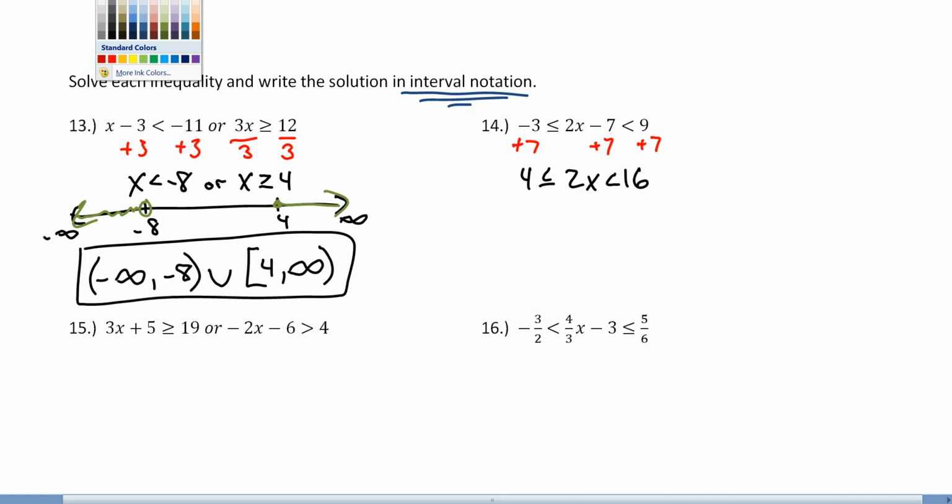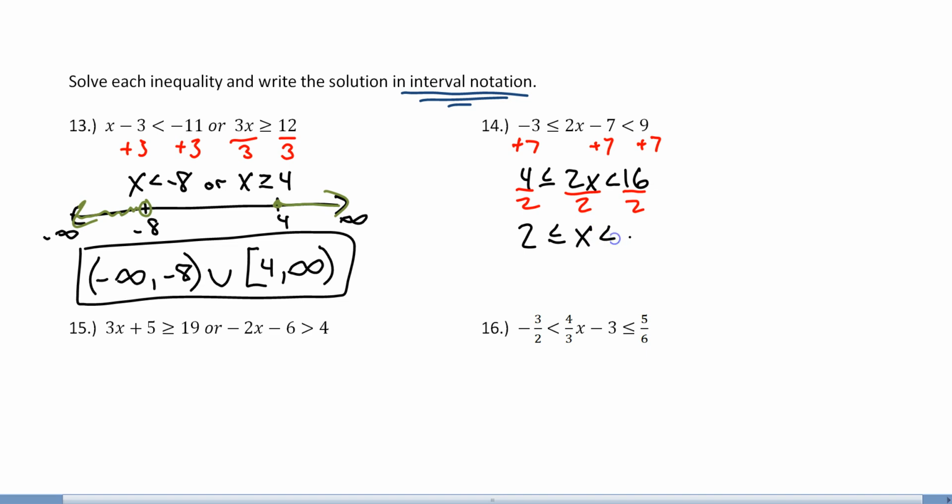And now again, where is the variable? The variable's in the middle. Undo the stuff that's in the middle. To undo that times 2, I divide by 2. Whatever I do to the middle, I have to do to those outsides. Okay, so I do it to all 3 sides. Here that gives me a 2. Here it gives me an x. And here it gives me an 8.